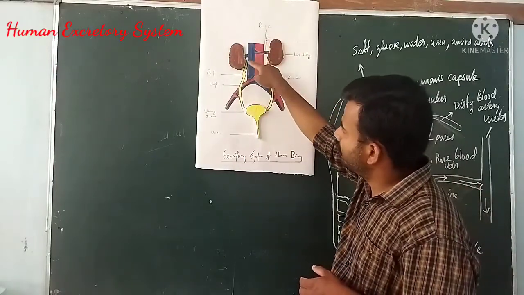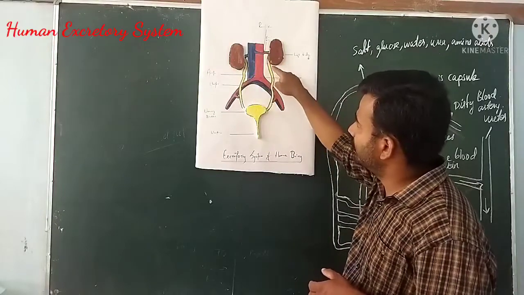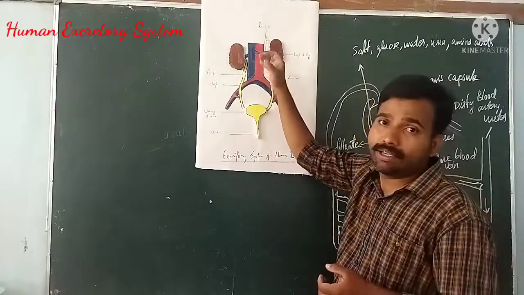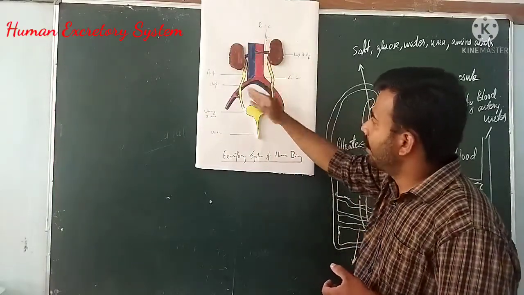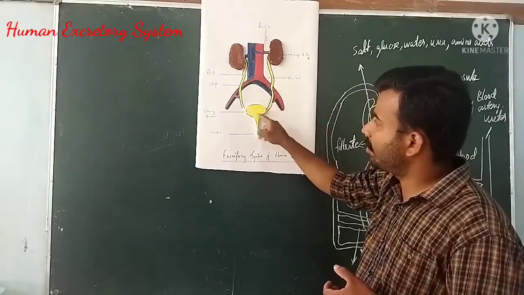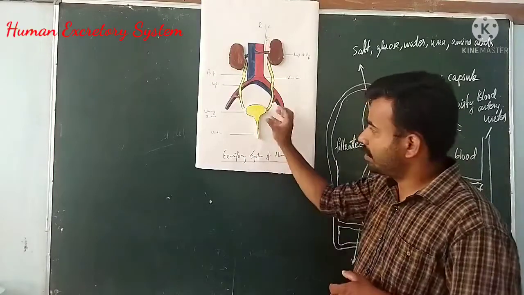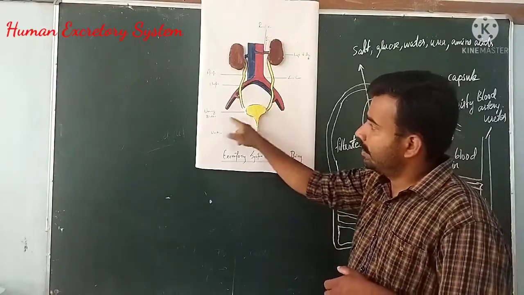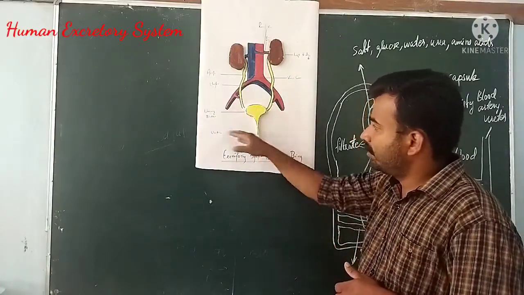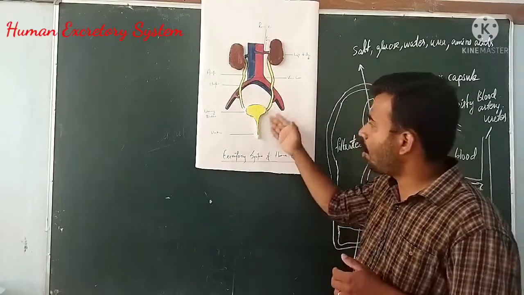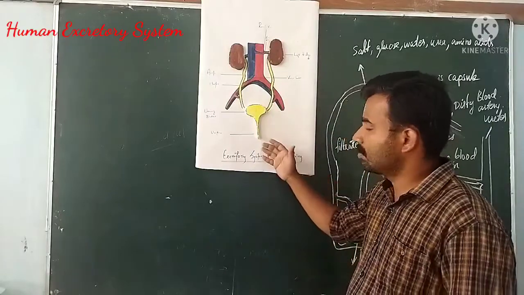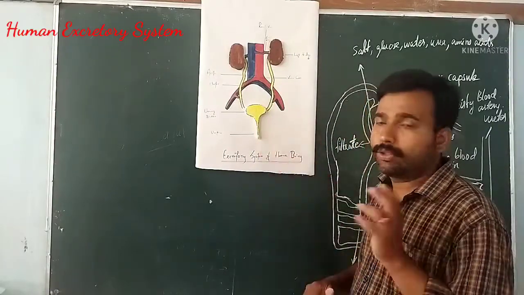Then the next part, here you can see the yellow color part, which is called the ureter. The ureter collects the urine that is formed in the kidney, and there is a pair of ureters. The ureter opens into a muscular bladder-like structure, which is called the urinary bladder. The tip of the urinary bladder is called the urethra, a little opening through which, whenever we feel the urge to urinate, the urine goes out.